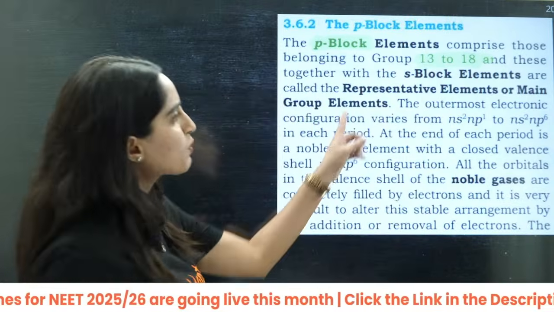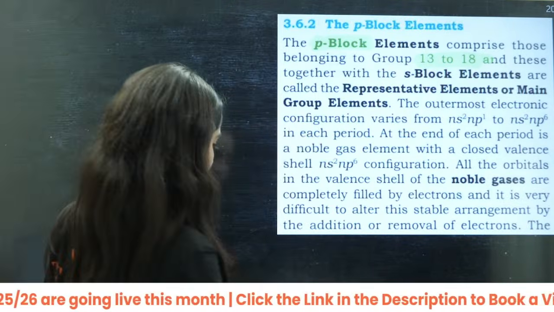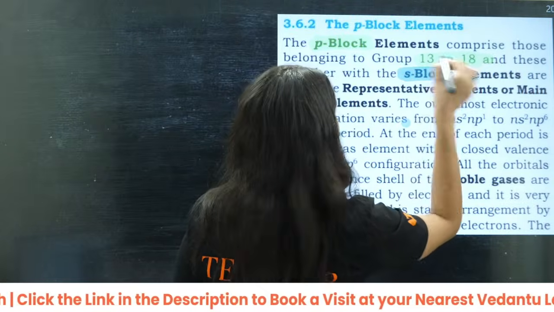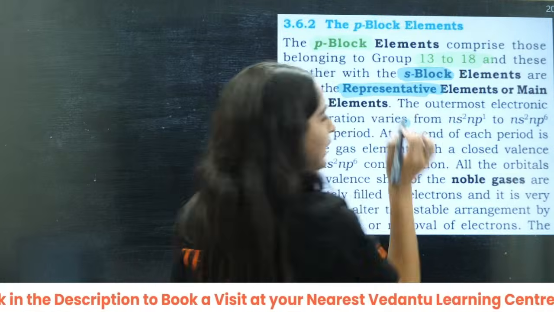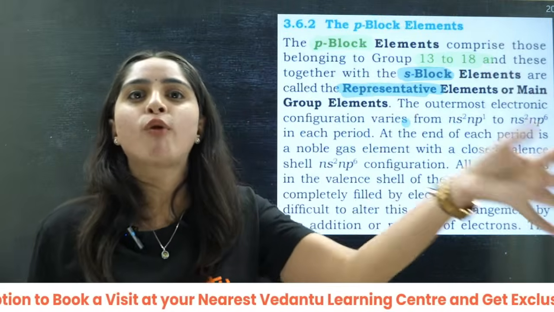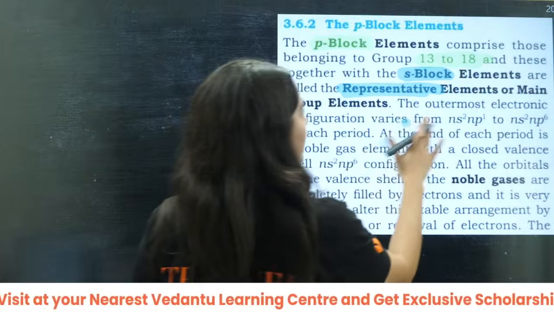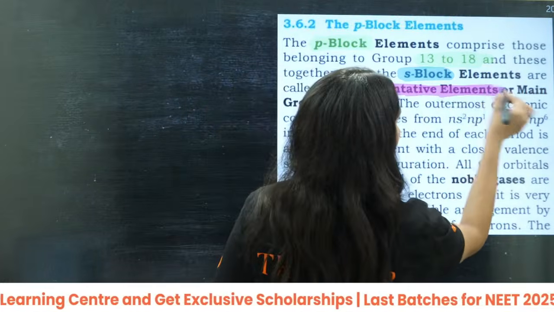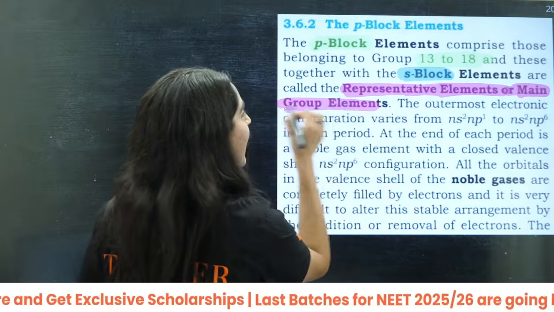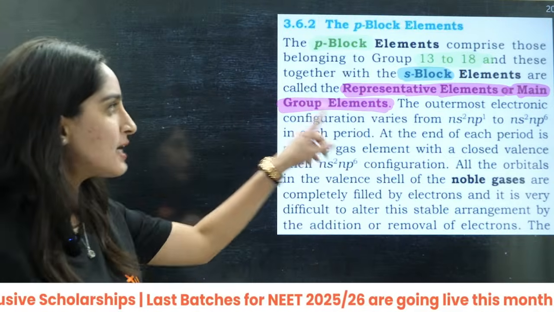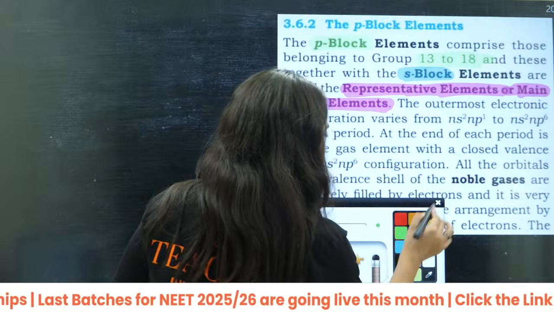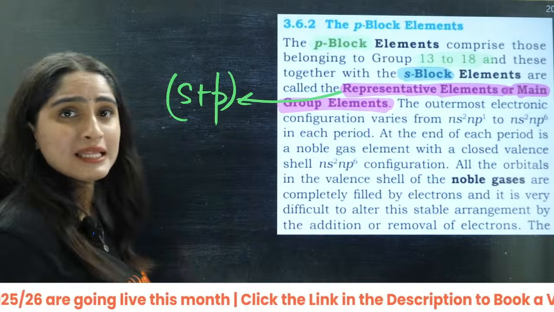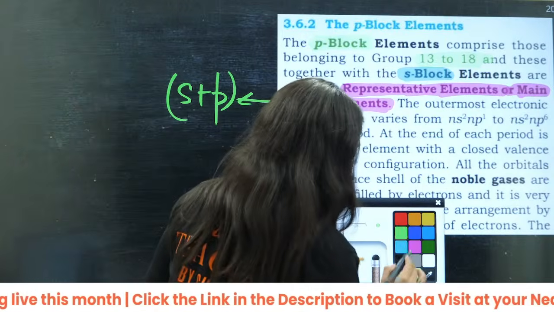Then we have a very important thing, bacha: S block elements plus P block elements are called the representative elements. What are these called, everybody? Representative elements or the main group elements, right? S and P. These are basically S plus P. These are the representative elements.